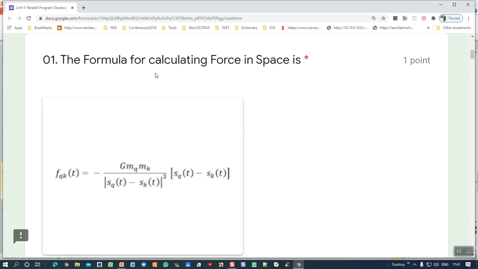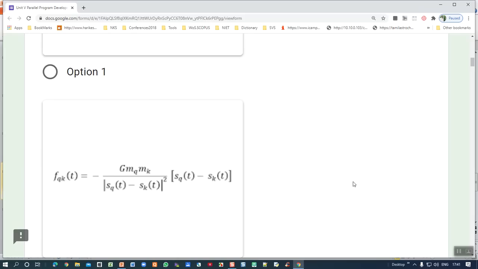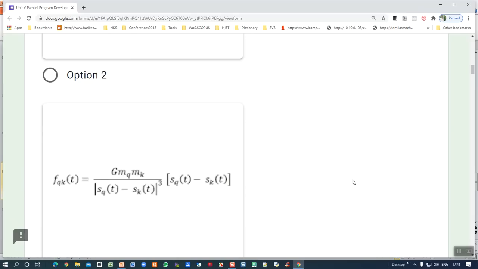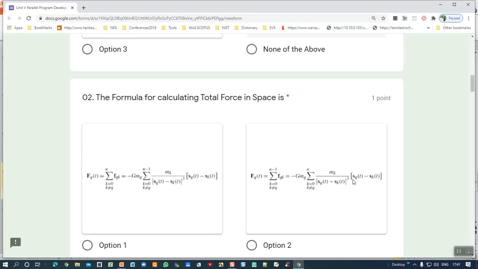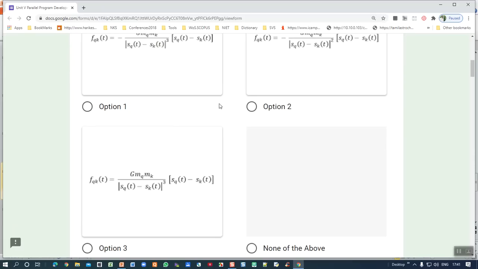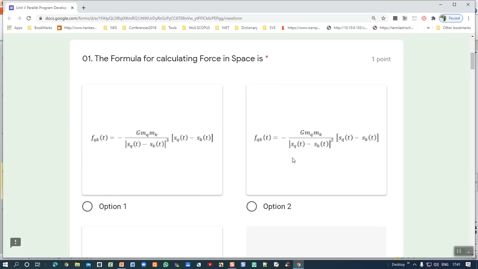The first question is the formula for calculating force. Imagine that the particle is in space, because the formula depends on that. I already explained it to you. So what is the formula? That is option 1, that is option 2, then option 3. If required, I will reduce it to one line. So it comes down like this, and that is the 4th option. So this is the one, and these are the small changes. Please expect questions like this. As far as the first question is concerned, to calculate a force, this is the correct formula.